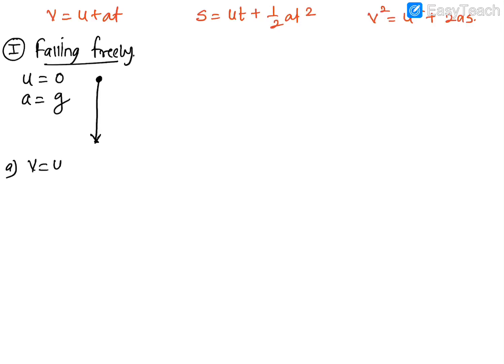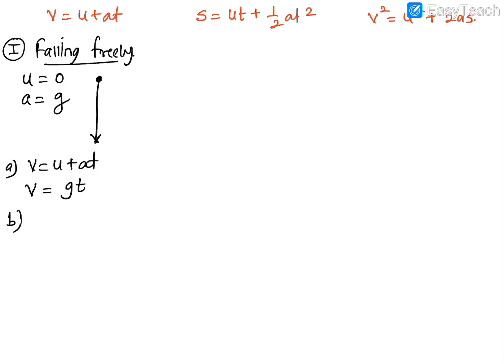V is equal to U plus AT. V is V only. U is 0. A is equal to g and t is t. Clear?